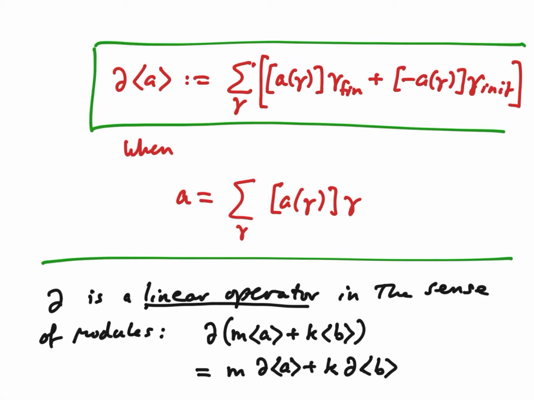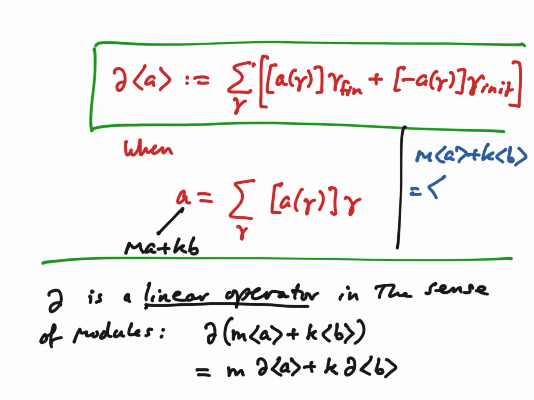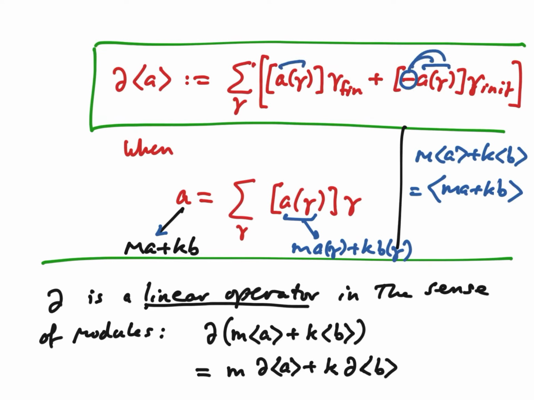You can see it directly from this definition, because if I replace this a here by ma plus kb, and by the way, as a little aside, m times the class of A plus k times the class of B is simply the class of ma plus kb, because that's the way we defined adding and scaling for classes. So if I replace A with ma plus kb, that's going to replace all these coefficients with ma of gamma plus kb of gamma, and that's going to replace these coefficients with those same things. And this minus is going to distribute correctly.